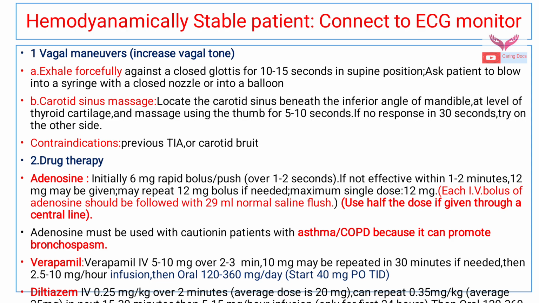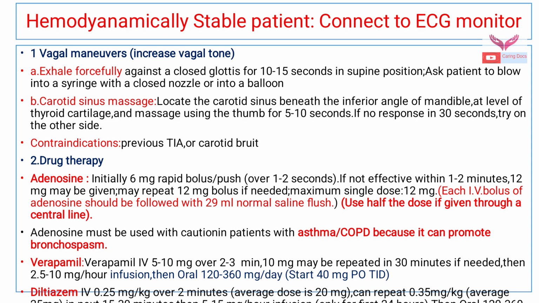Among the drug therapy, adenosine is the drug of choice. Initially a 6 milligram rapid bolus or push is given over a period of 1 to 2 seconds. If it is not effective within 1 to 2 minutes, then we can give 12 milligrams, and we may repeat the 12 milligram bolus if needed. Maximum single dose is 12 milligrams.